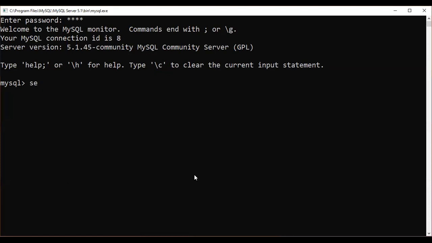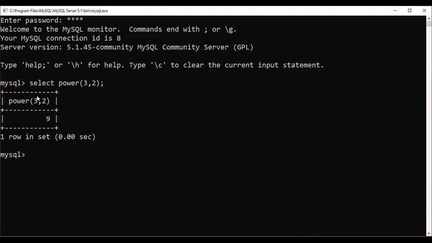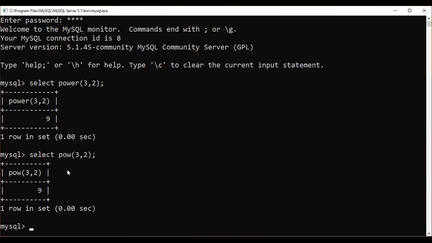Select, the first function that you have studied is power. Power takes two numbers, x and y. Instead of x, you give the values 3, 2. And after that, don't forget to give the semicolon. So what will be the output? 3 into 3, you got the output as 9. If I say, instead of power, you can simply write pow, 3, 2. It will return the same output.